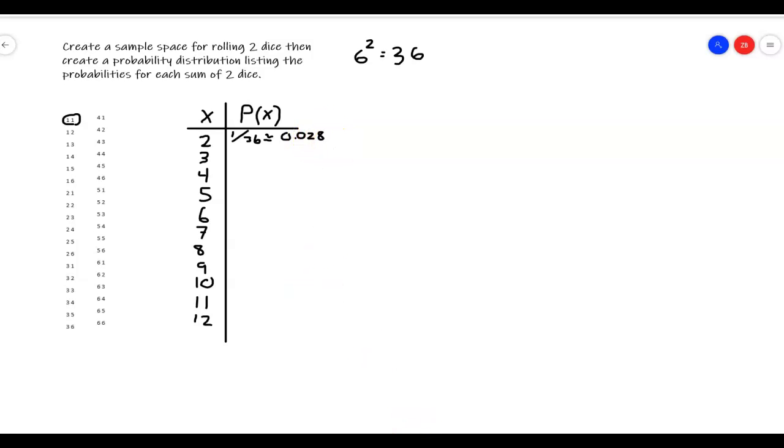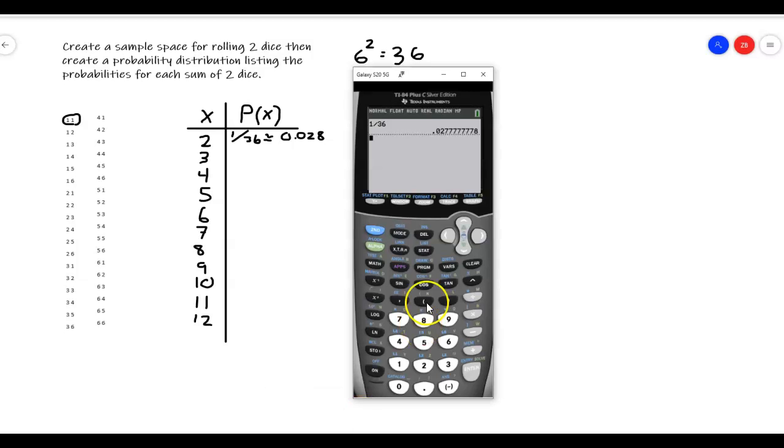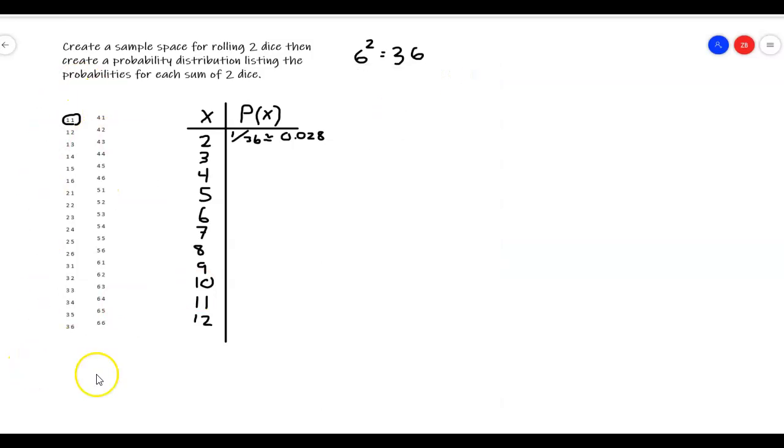And we should notice something there. There's also another value here that there's only one way to get, and that is a 12. There's only one way to roll a 12, and that's if we get a 6 and a 6. So that's also going to be a 1 out of 36 chance, and so that's also going to be 0.028. Alright, now let's keep going inwards.